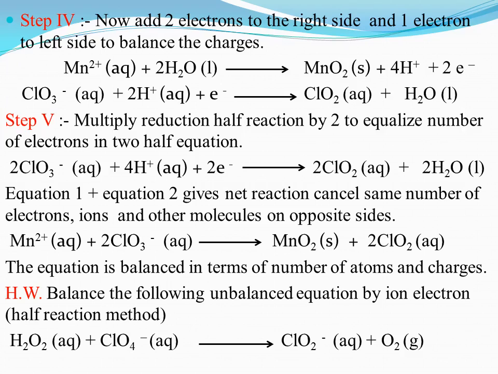There is one homework for you. Balance the following unbalanced equation by the ion electron method or half reaction method. Write the reaction properly: H2O2 plus ClO4- gives ClO2 plus O2.